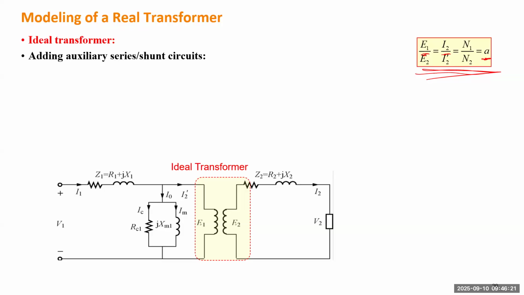Then we connect this ideal transformer to the auxiliary circuit on each side. On the source side, we have a source voltage, and we have these two branches to model the magnetizing current and also the eddy loss. And on each side, we have an impedance to model the resistance of the windings and also the leakage reluctance, leakage flux. And this is the load connected to the transformer.